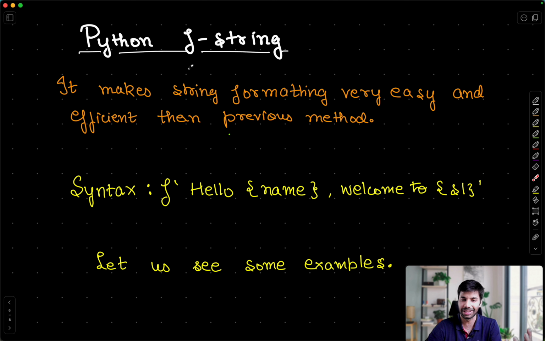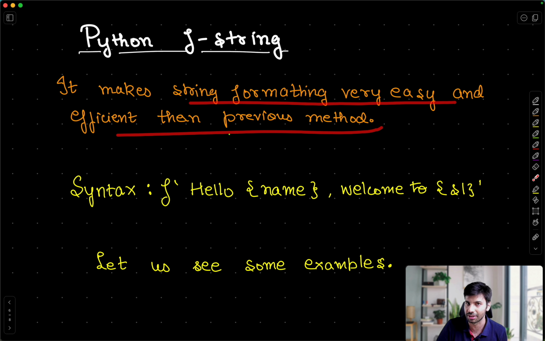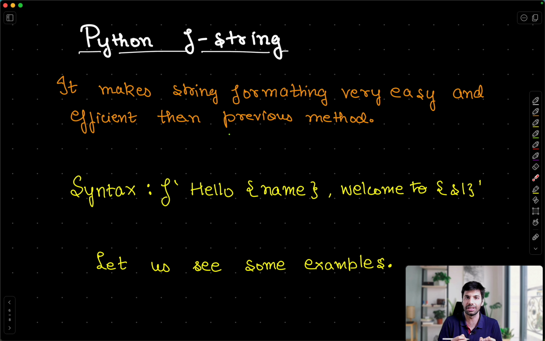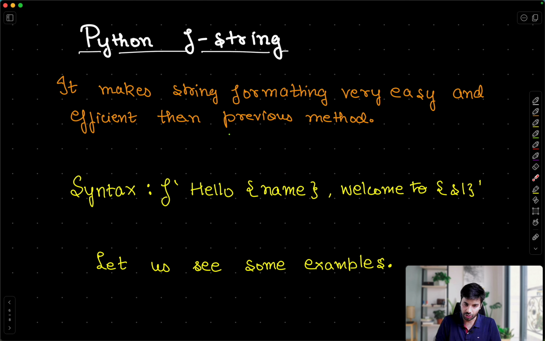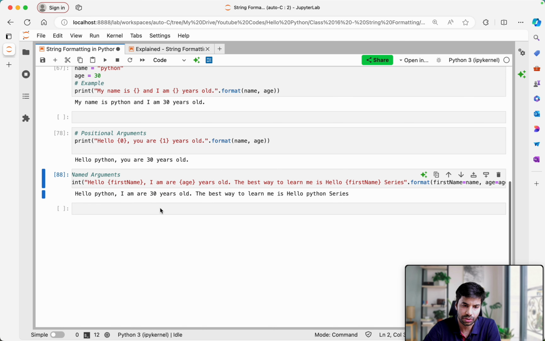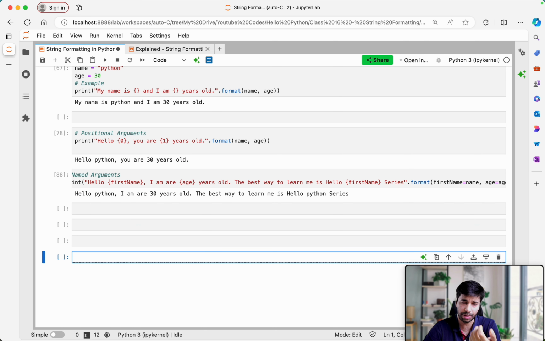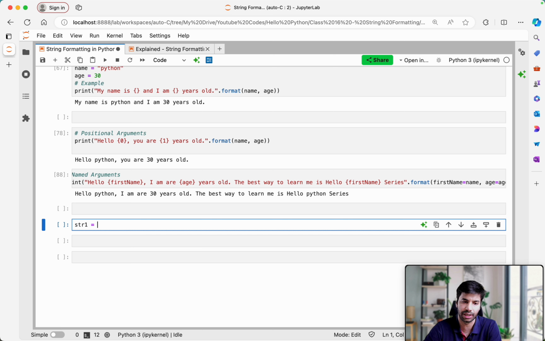So next one is Python f-string. It makes formatting very easy, and you will see the same. Python formatting is very easy and efficient compared to previous methods. It is a recent one, but it is actually the one which most freshers or most students, I would say, use. The syntax is just to provide this f before hello, and you can directly use the variables. Let me show you an example. Just like we are using it for print, we can define a string as well here. So str1, let's say.